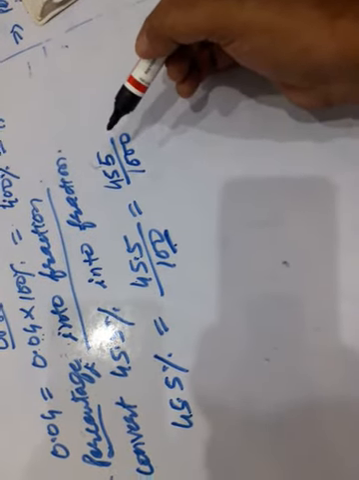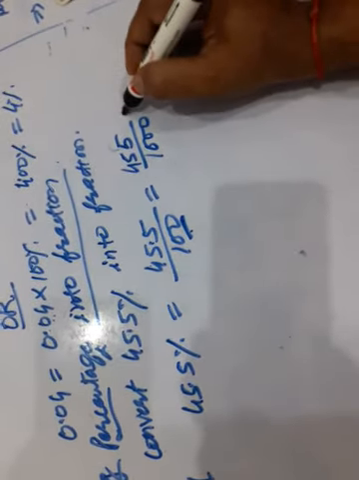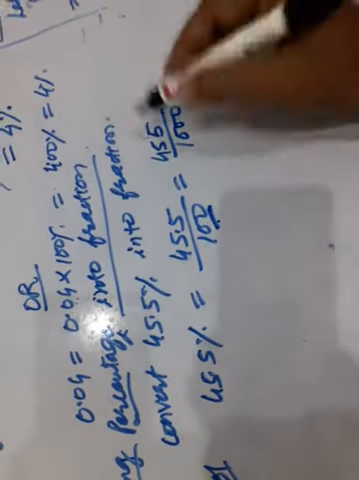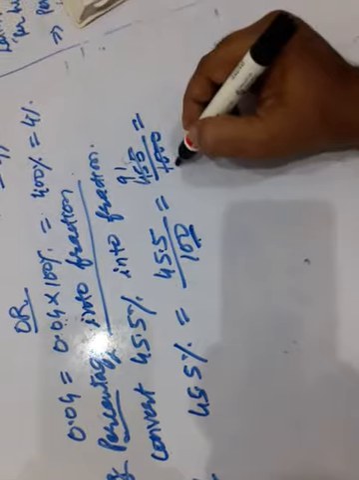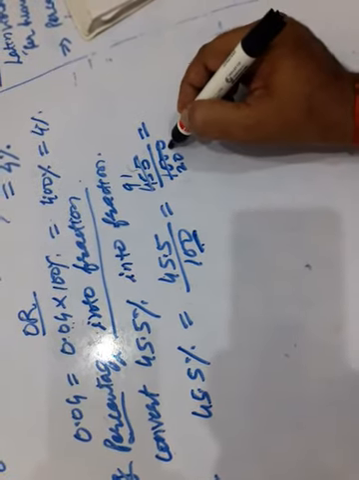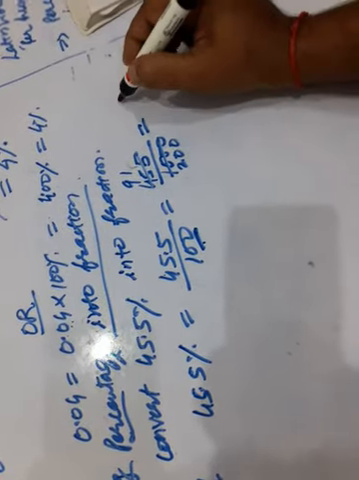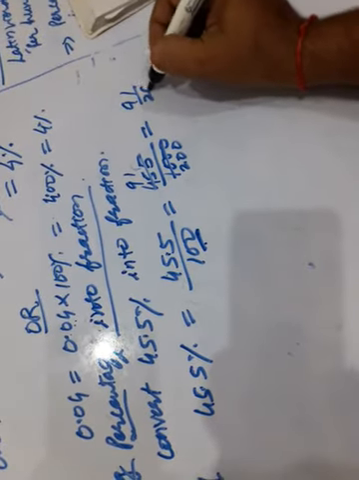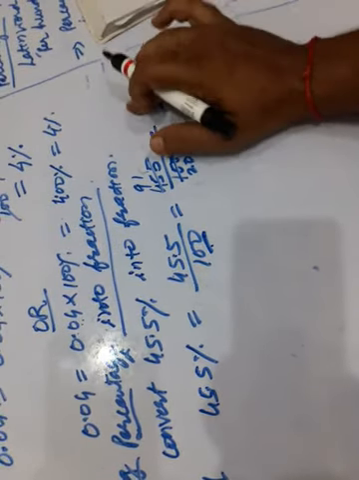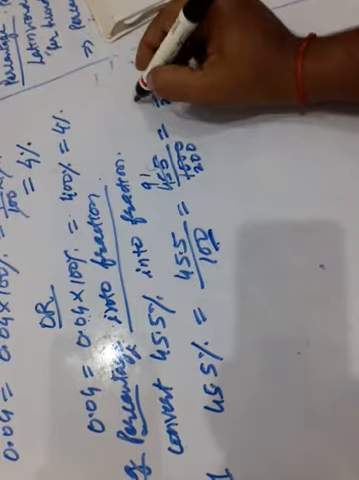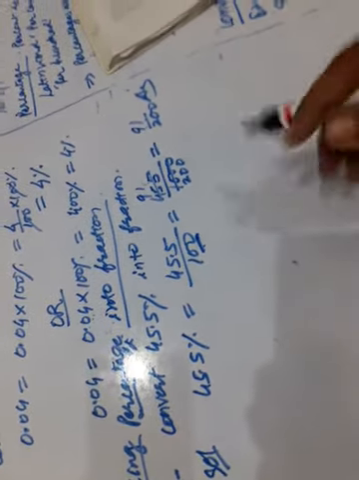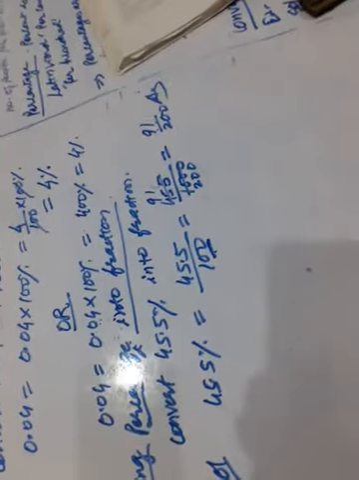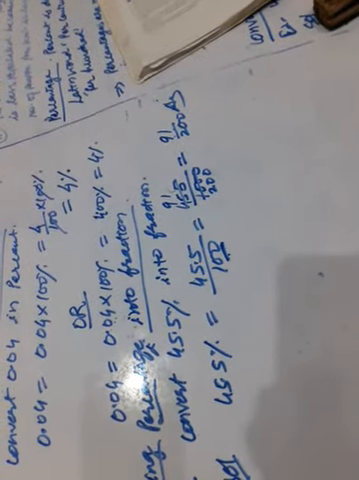455 upon 1000, and now you cut it by 5. 5 9s are 45, and 5 1s are 5; upon 5 2s are 10, so 500 upon 1000 becomes this, 91 upon 200. So when we converted this 45.5% into a fraction, you got 91 upon 200.